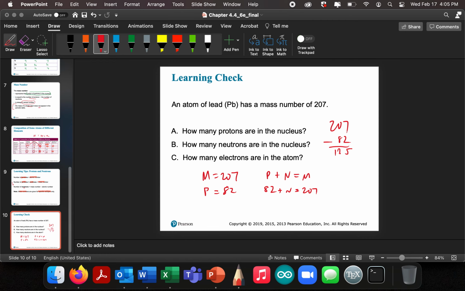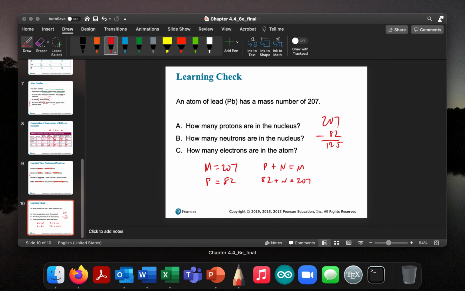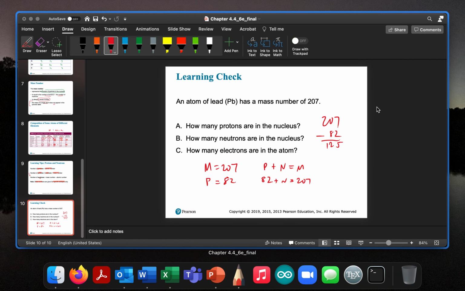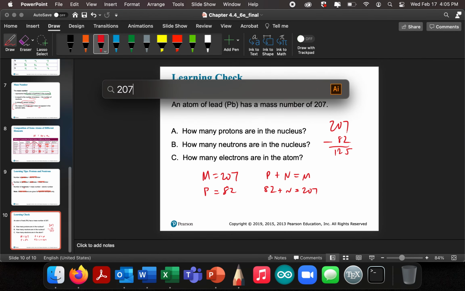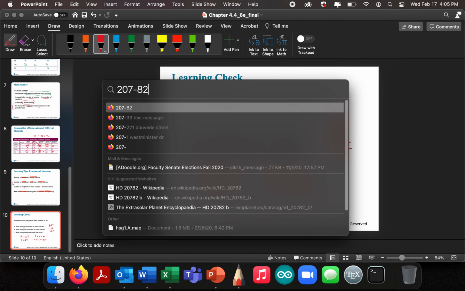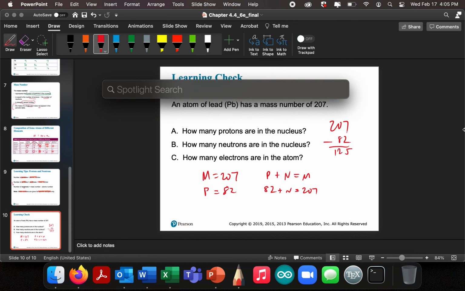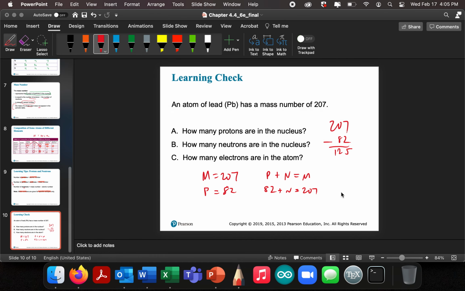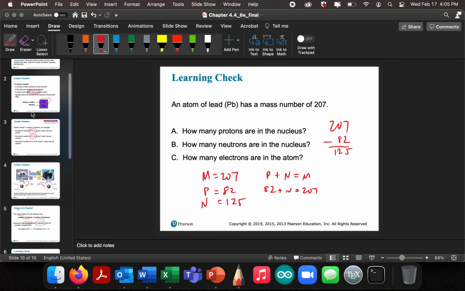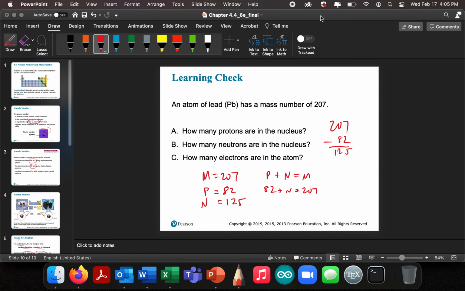125. Wow, that's a lot of neutrons. Let me just check my math. 207 minus 82 is 125. Yeah, that's it. So the answer is that its number of neutrons is equal to 125. So that's an introduction to atomic number and mass number. We said something about the number of electrons as well.